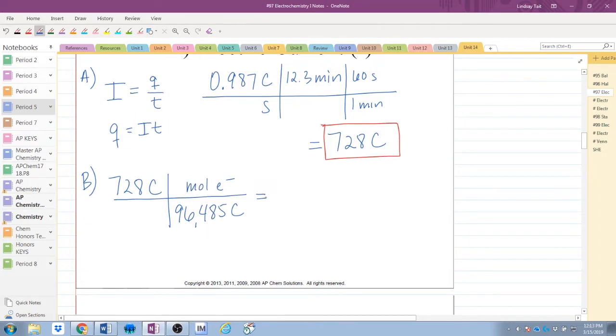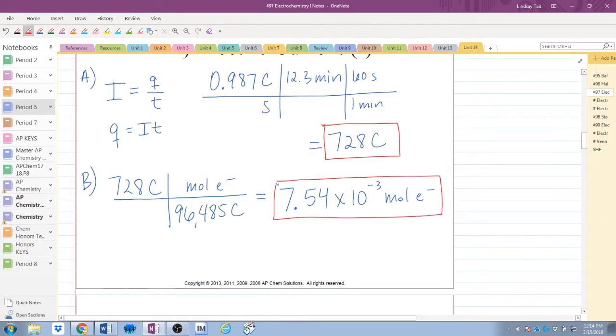Yes? So now you can see my coulombs are canceling, leaving me with moles of electrons. Yeah? All right, so this is going to come out to 7.54 times 10 to the negative third moles of electrons. I put it in scientific notation. You don't have to. Yeah, so not a whole lot of electrons, right? Not considered a pretty high amperage there.